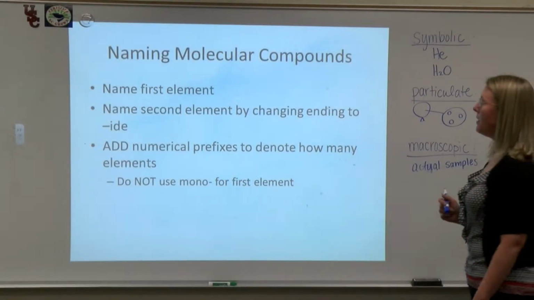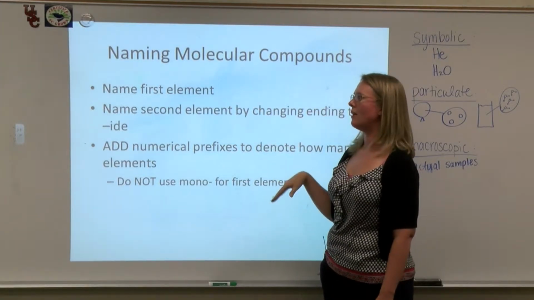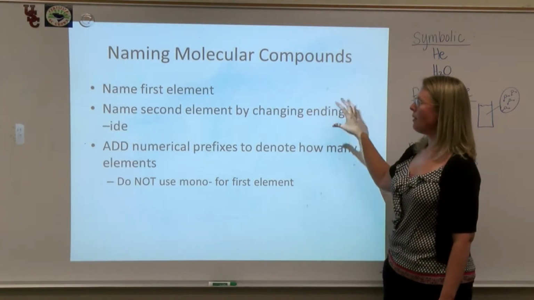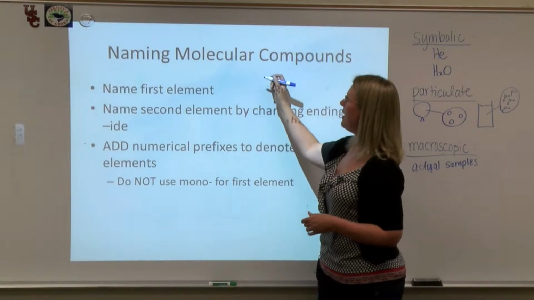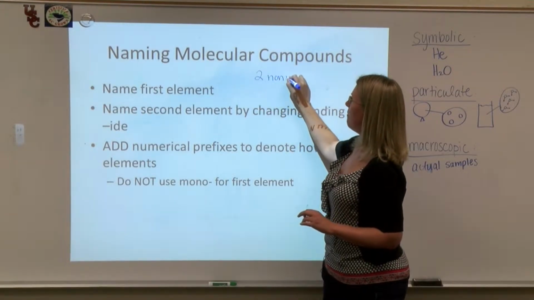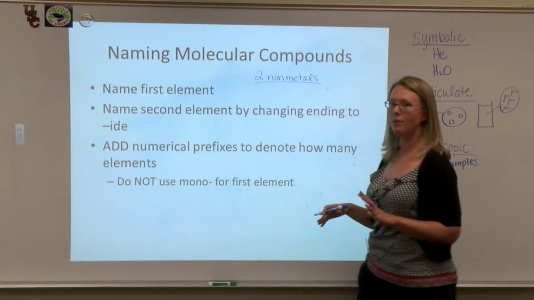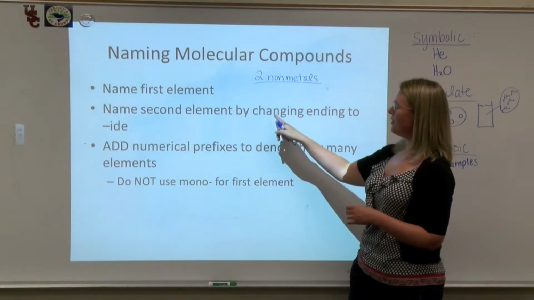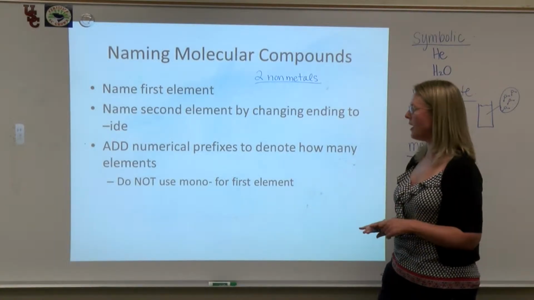So let's talk about naming molecular compounds. Name the first element. That should look familiar, same thing with ionic. Name the second element by changing the ending to "ide." And remember, molecular is when you have 2 non-metals. I don't think I said that in the first slide. So in order for it to be molecular, it's all non-metals. You name the second element by changing the ending to "ide," exactly the same as ionic.